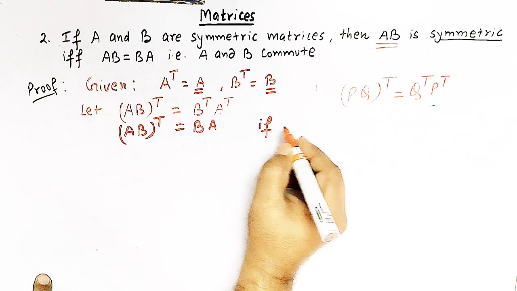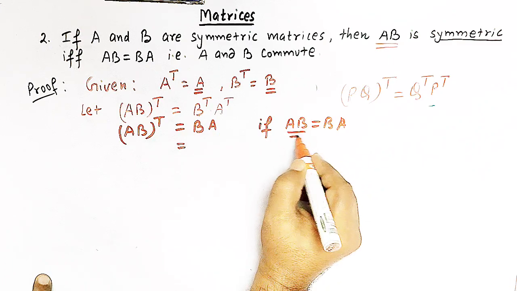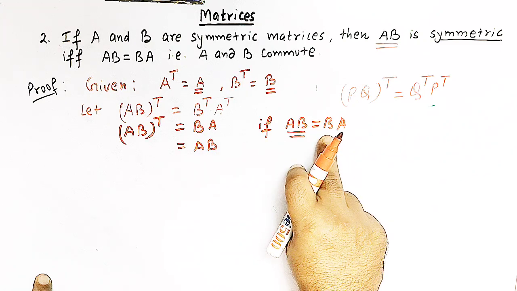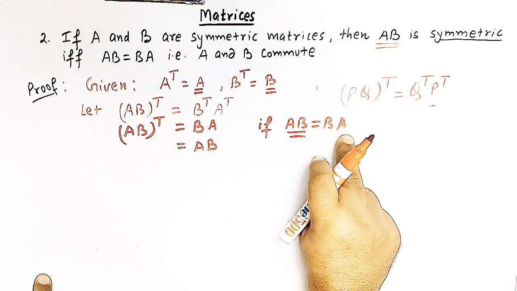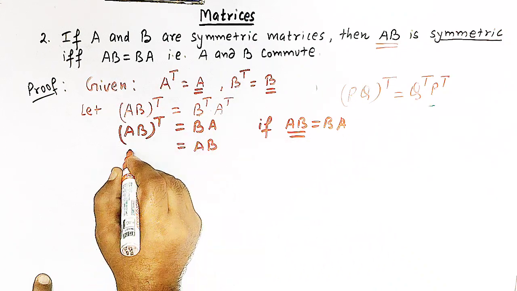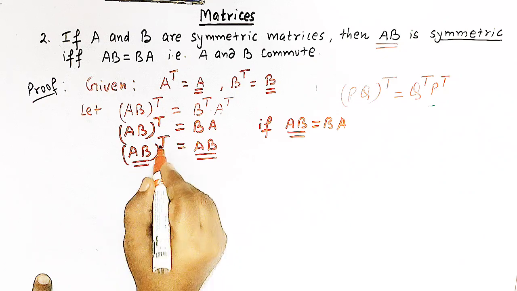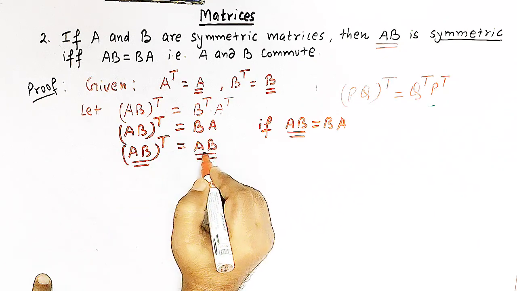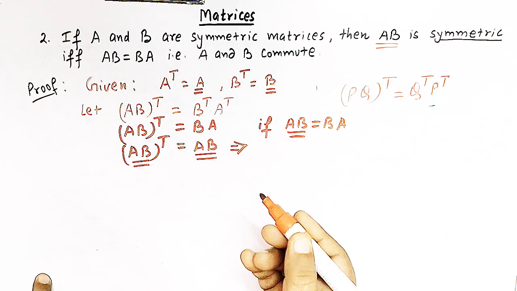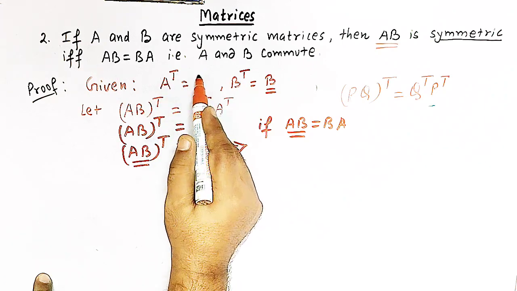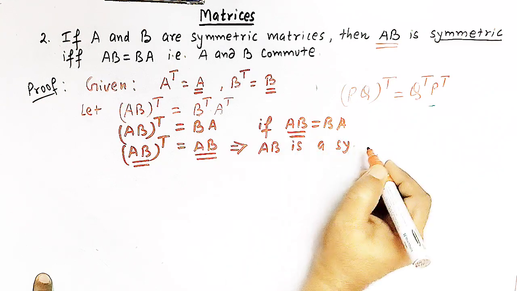That is, if we have AB equal to BA, then the product BA can be replaced by AB. So when we are given this condition, that is A and B commute, that is the product of A and B is equal to the product of B and A, then BA can be replaced by AB. So here we have the transpose of AB is equal to the matrix itself. That is, the transpose of AB is equal to the matrix AB, and due to the definition of symmetric matrix, we know that a matrix is said to be symmetric if its transpose is equal to the matrix. So this statement implies that AB is a symmetric matrix.